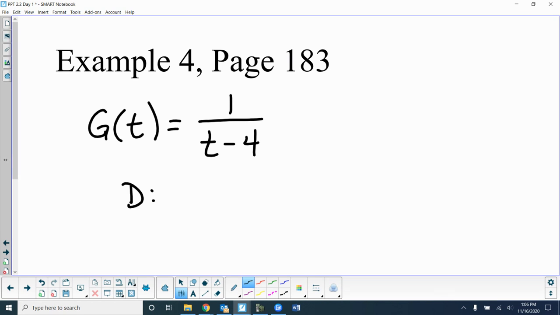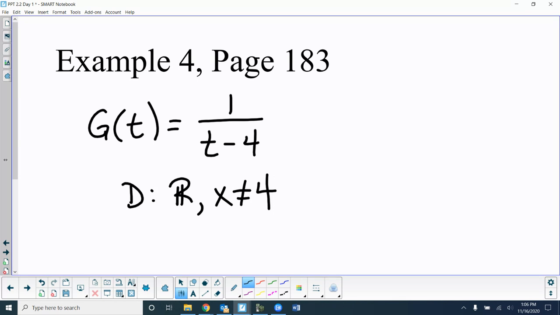I heard something. 4, yeah. Why isn't t allowed to be 4? 0. That'll give me a 0 in the denominator, right? Very good. Not allowed to have 0 in the denominator, right? So we would say our domain would be all real numbers, and x cannot equal 4, something like that.